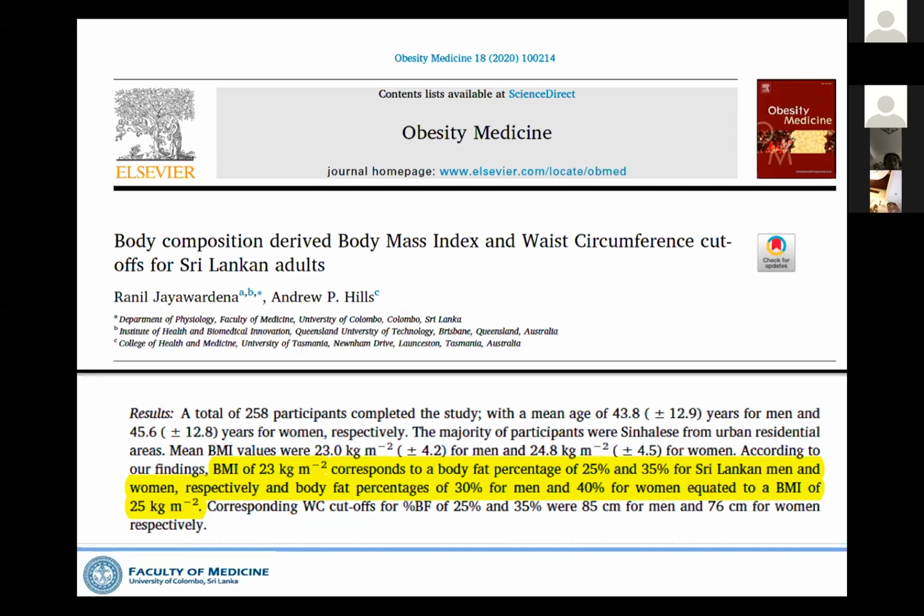So even if you falsely identify someone with more muscle mass and claim that person is obese, there won't be any harm in giving dietary advice. So that's just another update, another message I want to give in this presentation. We should use a local cutoff, and it should be quite a low value. The international cutoff may not be very accurate for Sri Lankans.